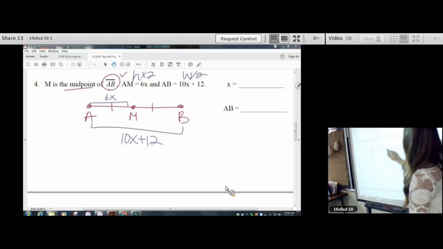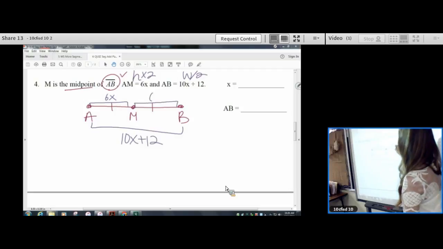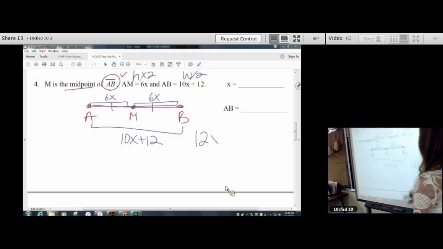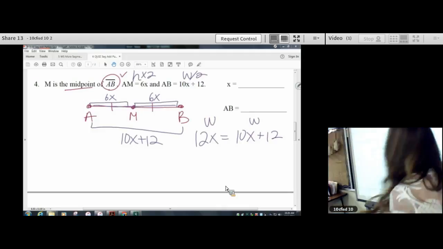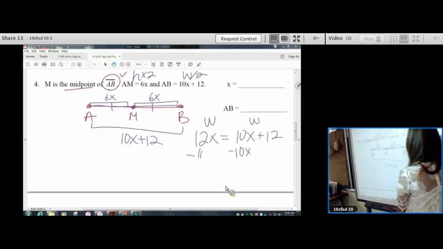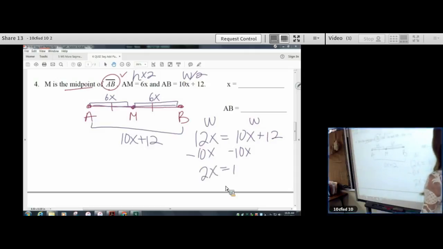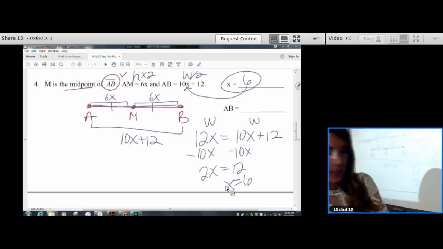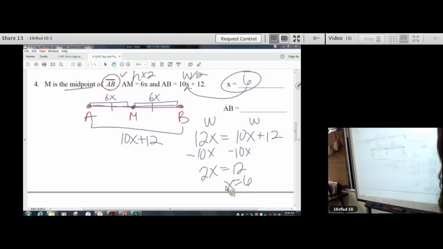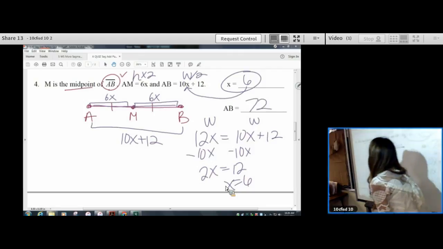Why not? If AM is 6X and MB is 6X, so now we know AB, the whole, is double it. It's 12X equals 10X plus 12. This is the whole, and this is the whole. You're allowed to set a whole equal to a whole. Subtract 10X from both sides. 2X equals 12. X is 6. And once you know X is 6, you do a simple substitution. 10 times 6 plus 12. The distance from A to B is 72.